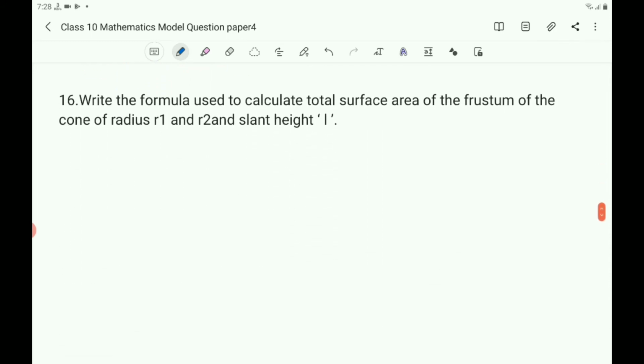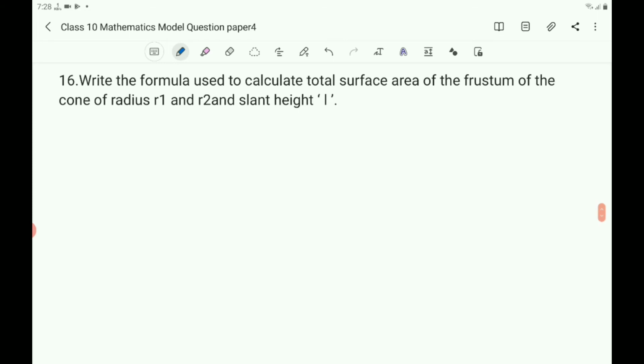Now the 16th question. Write the formula used to calculate the total surface area of the frustum of a cone of radii R1, R2 and slant height L. So what is the formula to find the TSA of the frustum of the cone? What is the formula to find the total surface area of the frustum of a cone?